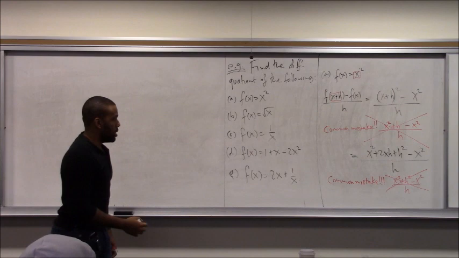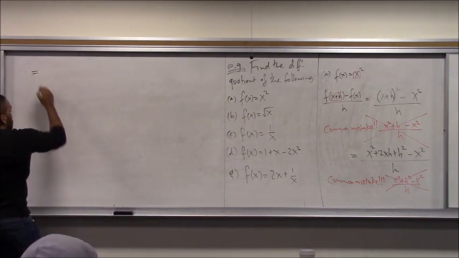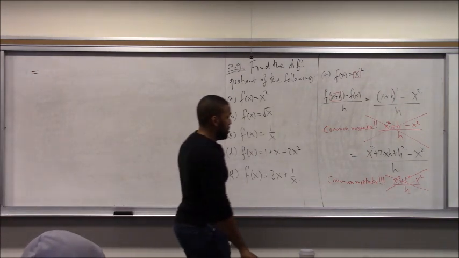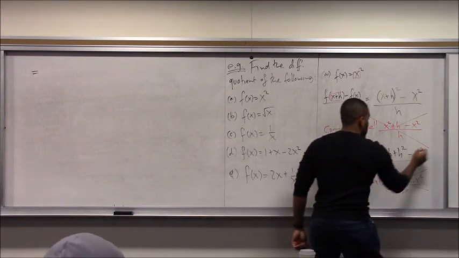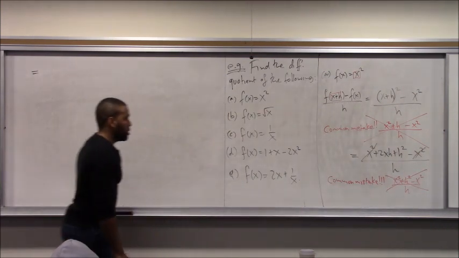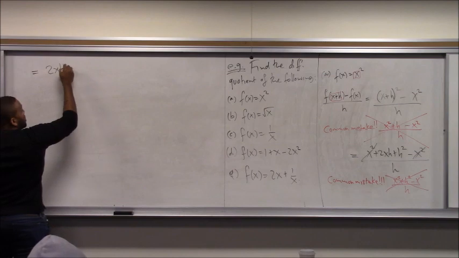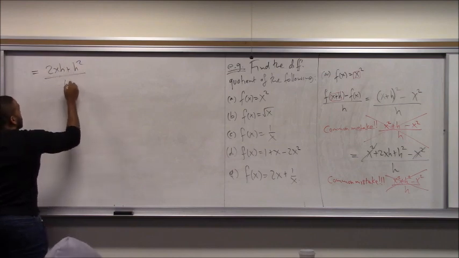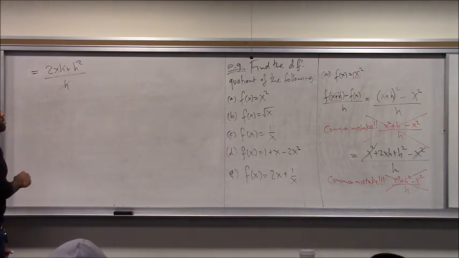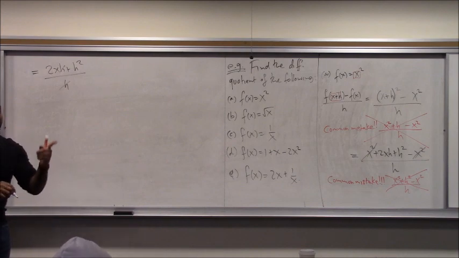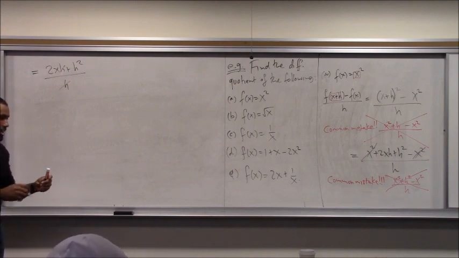Okay, but assuming we don't fall for those mistakes, what'll happen next? Well, the x squareds will die. We have x squared minus x squared. And so we'll have 2xh plus h squared over h. You can cancel this, right? No, you have to take out the h. Another common mistake. Cannot cancel.